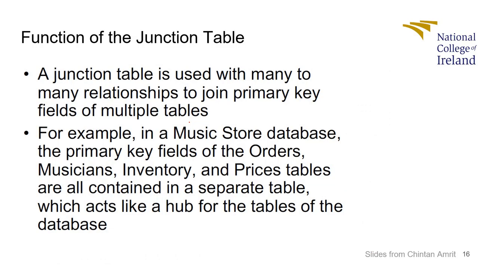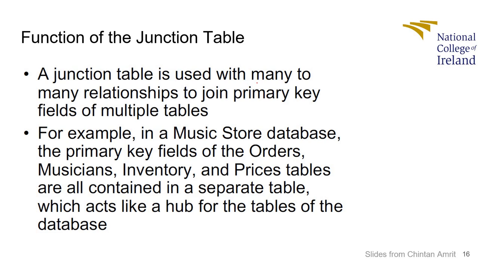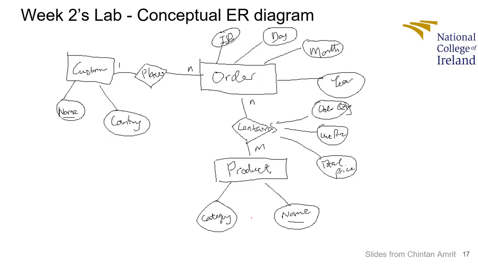So here, this intermediate table is called the junction table, and it is used with many-to-many relationships to join primary key fields of multiple tables. So, for example, in a music store database, the primary key fields of orders, musicians, inventory, and prices tables are all contained in a separate table, which acts as a hub for the tables of the database. And we'll see this clearly from last week's lab.